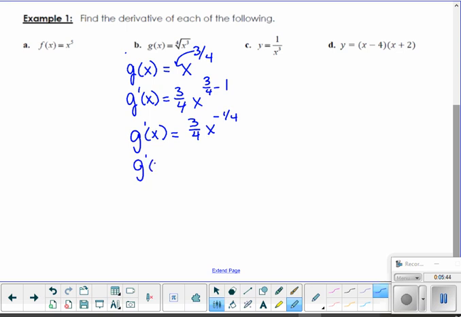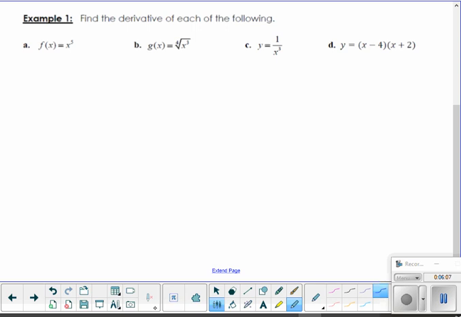Often you're asked to present your exponents as positive exponents. And if you recall, a negative exponent will drop it to the bottom. And it's a 4th root in this case. So I'm going to write 4 times the 4th root of x, the first 4 coming from the 3/4. Excellent. Next one.